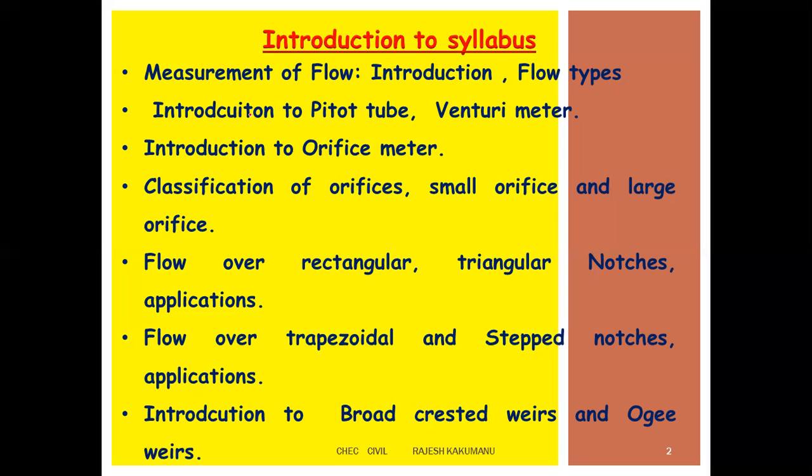Next, we'll discuss various types of electromechanical devices, mechanical devices, and other devices used for measuring the flow of liquid. That is, introduction to the pitot tube. Second, introduction to the venturimeter. Third, introduction to the orifice meter. So what are these three things? These are the measuring devices used to check the flow rate of any fluid.